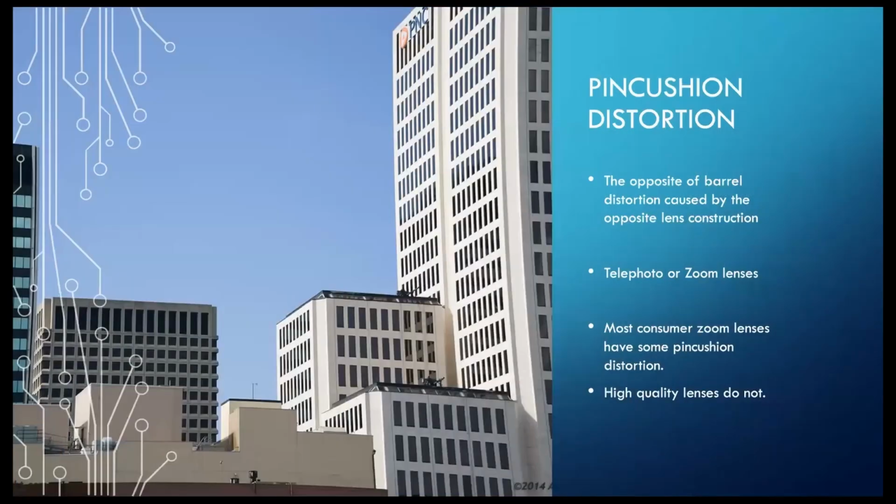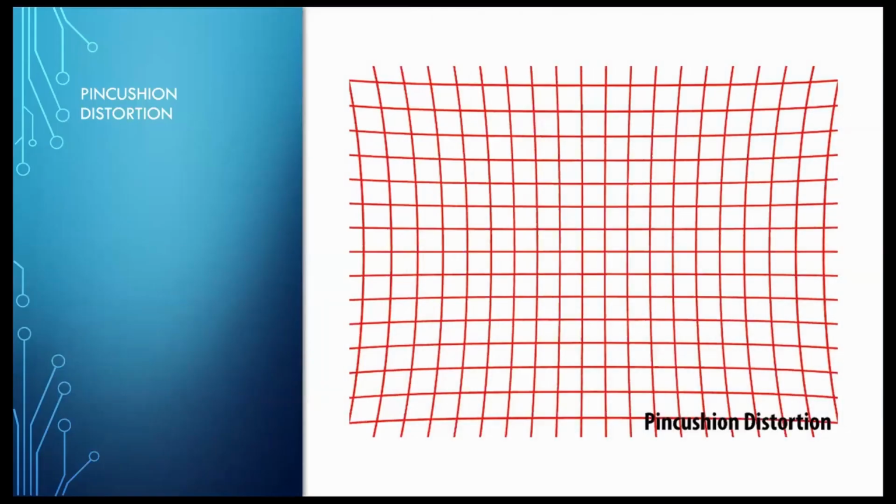Okay, the other one is called pincushion, and this is more common on zoom lenses when you're zoomed all the way out to maximum magnification, or telephoto lenses, long telephoto lenses. Most consumer zoom lenses have some pincushion distortion, but high-quality cinema lenses do not. And again, if you look at it on a chart, it'll look like this. So now all the lines are squeezed towards the center. Again, I'm not sure why it's called pincushion, but maybe because it looks like a pincushion, I don't know.